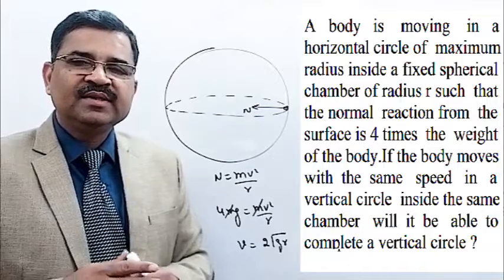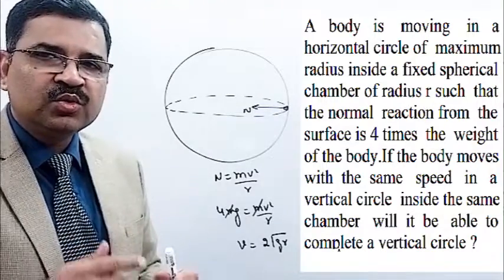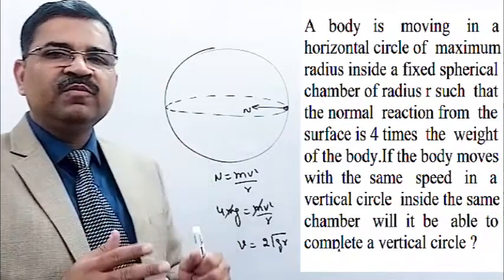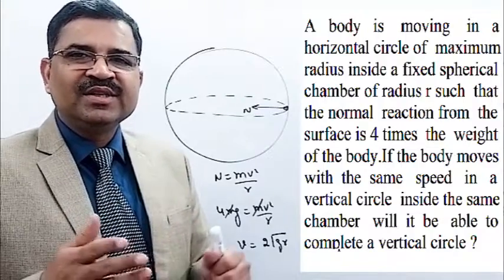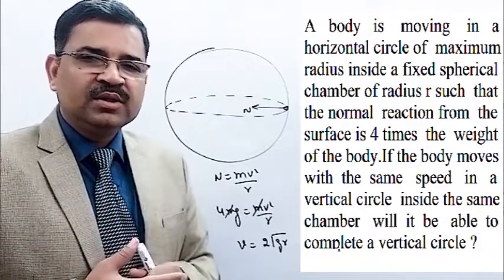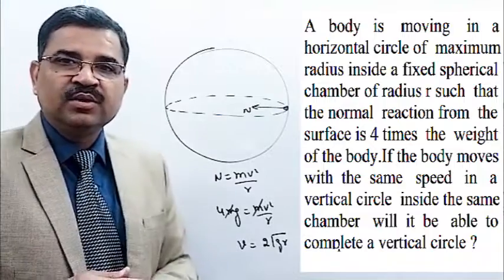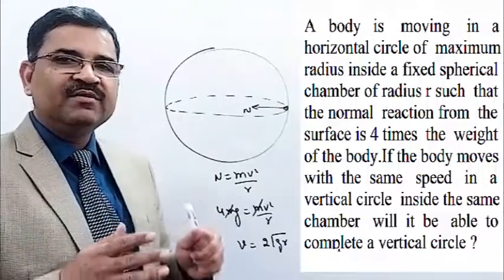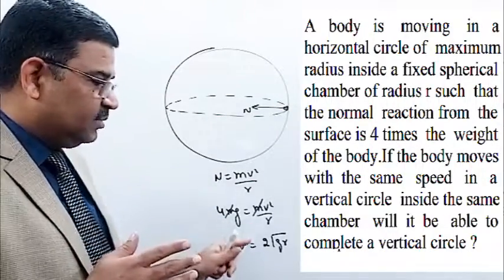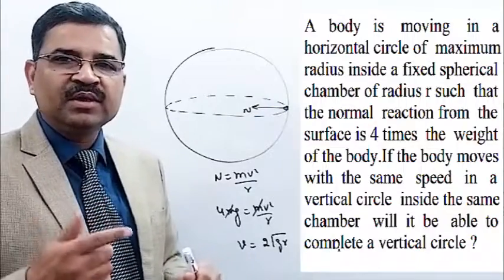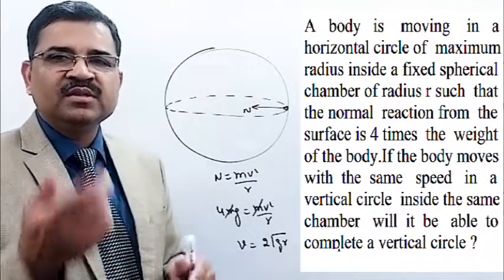Students, do you remember that when a body completes a vertical circular motion, what is the minimum velocity required at the highest point? So that's right, it is under root gr. Now this velocity is greater than that. So this means we can conclude that if the body will move with the same speed on a vertical circular path, it will be able to complete a vertical circular motion.